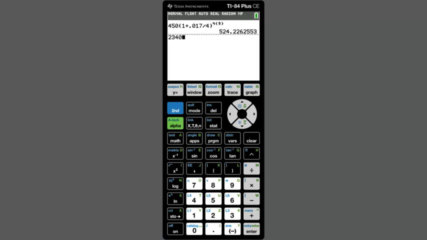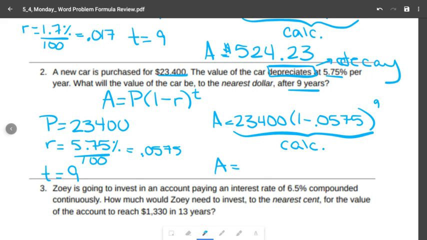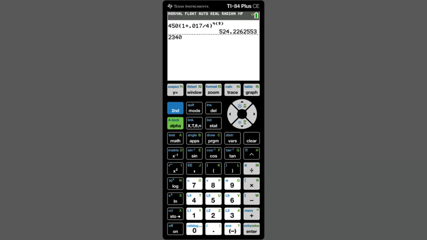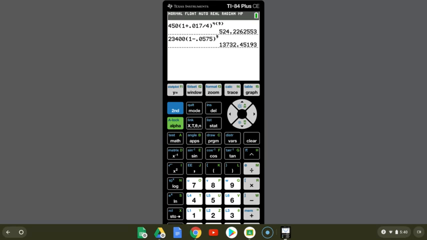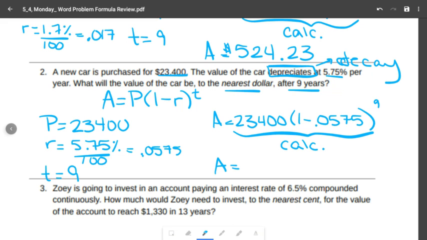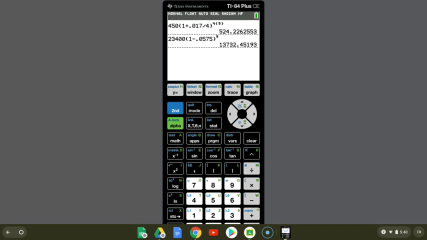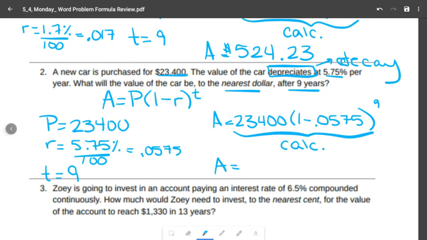So we have 23,400 times 1 minus 0.0575 to the 9th power. This question said to the nearest dollar, so the nearest whole number, so 13,732.